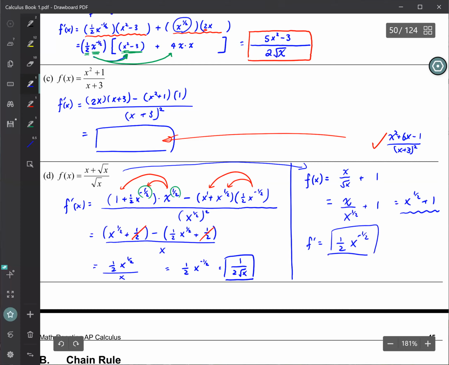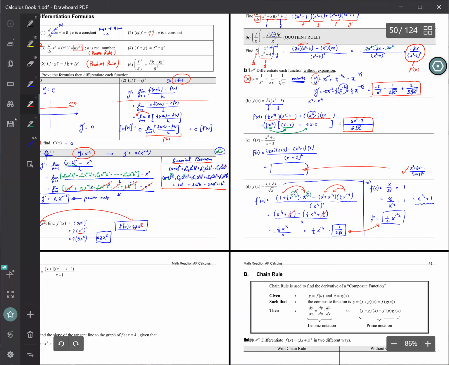So these two ways are telling you that sometimes you can stop and look to see if there's an easier way to simplify the question instead of just throwing it into the quotient rule every time, right? Because the quotient rule, we only use it if necessary. Okay, so let's try the next question.